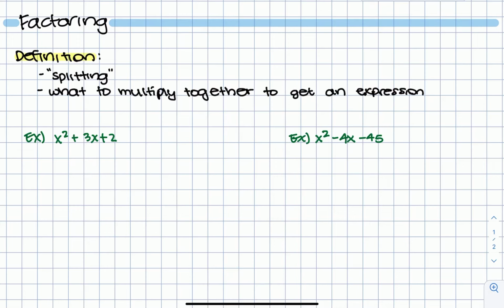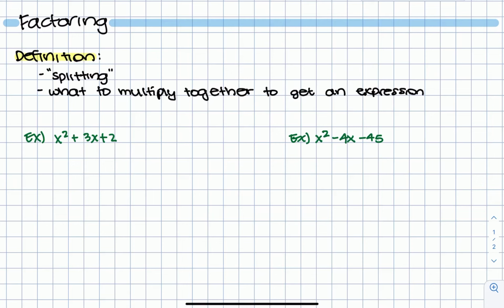The informal definition of factoring is that you're just splitting. For example, let's not even worry about the variables and expressions. If we're just talking about numbers, let's use 10 as an example. The factors of 10 would be 5 and 2 because 5 times 2 equals 10. So the factors of 10 are 5 and 2, and similarly 2 and 5.